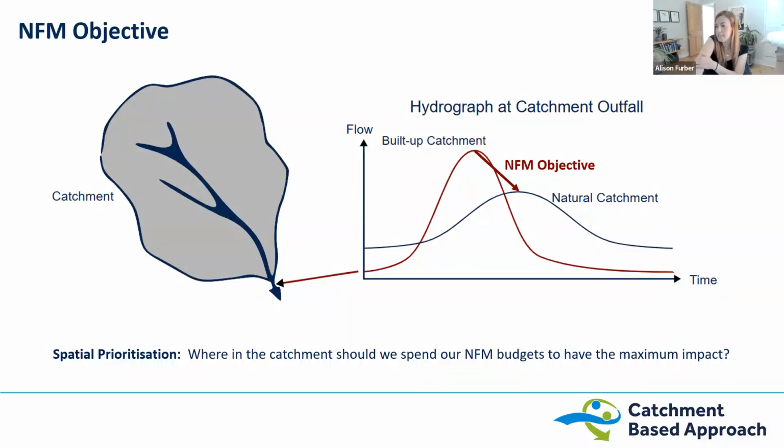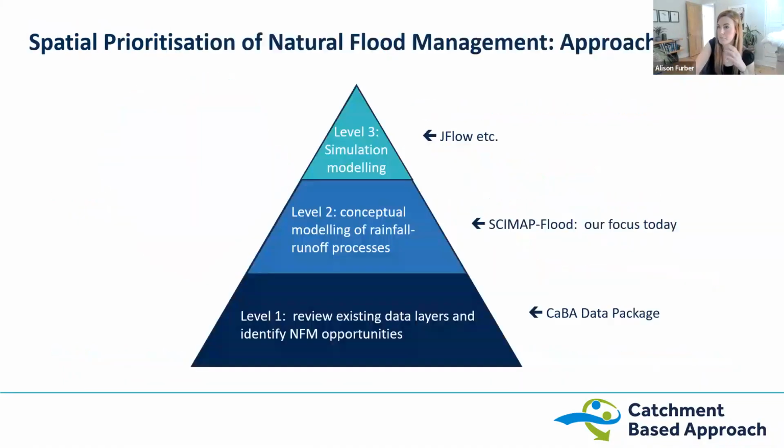So that's the general idea, but then there's this question to do with spatial prioritization: where in the catchment should we be spending our budgets in order to have the maximum impact? I've put this slide together because there are various different ways that we can try and answer that question, and I've put them into 3 levels. At the most fundamental level, we can review existing data layers and try to identify NFM opportunities.